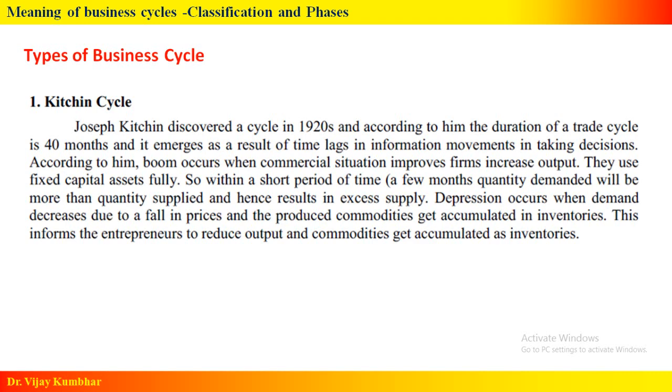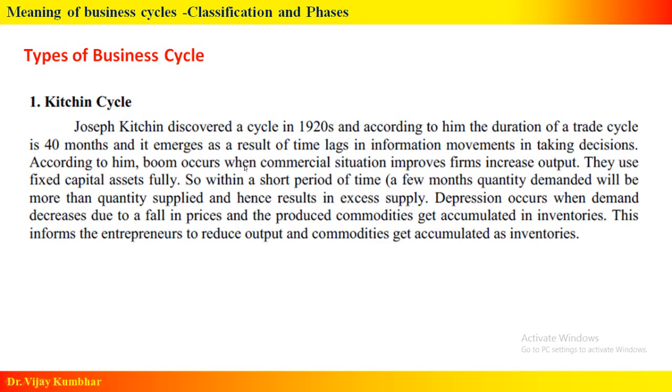There are different types of business cycles or trade cycles. First is the Kitchen cycle. According to Joseph Kitchen, this is the most important type of business cycle. Joseph Kitchen discovered a cycle in the 1920s, and according to him, the duration of the trade cycle is 40 months, and it emerged as a result of the time lag in information movement in taking decisions.